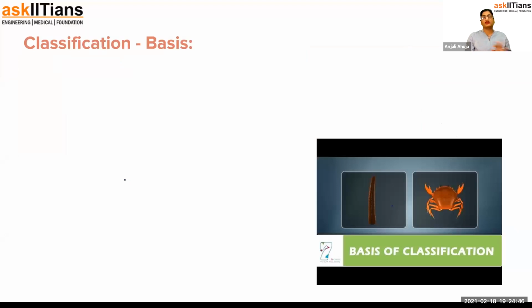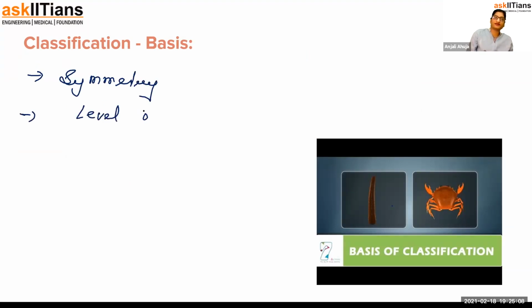Okay. So all these points I have covered. There might be a few more points left, which I don't think are required right now. When I talk only about animals, then I'll remember that thing. So these are all the basics of classification. Let me just revise it. There is symmetry. There is level of organization.